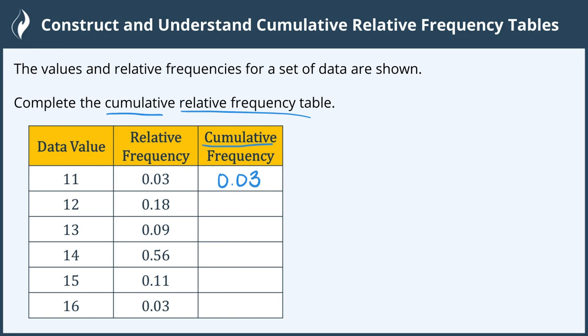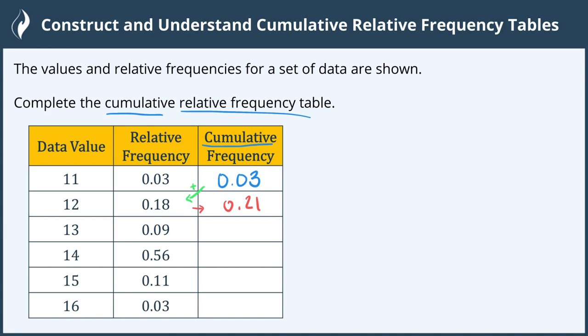However, in our next data point 12, we have the relative frequency of 0.18, but everything also including below that, which includes the 0.03. So we will add 0.03 to 0.18, giving us a new total for the cumulative relative frequency of 0.21. This is all of the data point relative frequencies from the data point 12 and below.